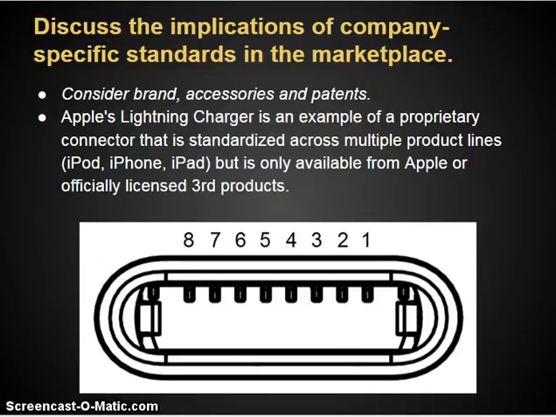Discuss the implications of company-specific standards across the marketplace. An example of a company-specific standard would be the Lightning charger from Apple. The Lightning charger is capable of charging what devices? Anything that starts with an I, and it's consistent across that brand, with the exception of the iPad, because the iPad draws a little bit over 2 amps of power, and the iPhone chargers don't provide a full 2 amps of power. So you can charge an iPad on an iPhone charger, but it takes longer.